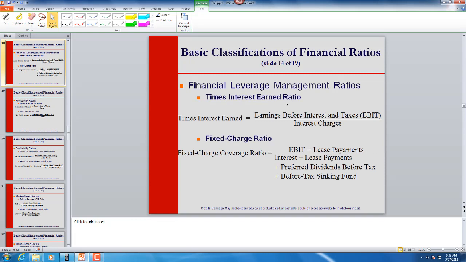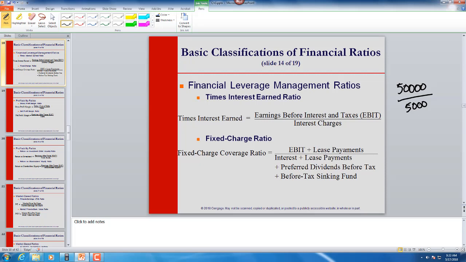Then leverage management ratios means, for example, if I'm the bondholder of a firm, and let us say that company has 50,000 in EBIT and they have to pay 5,000 in interest charges every year. And I have bonds in this company. I feel comfortable knowing that their times interest earned ratio is 10 times. Why? Because even if their profits fall 50%, I'll get paid. So I have no problem.